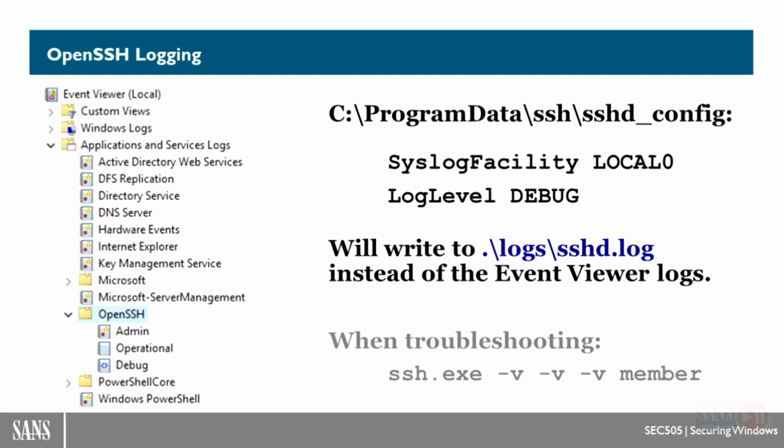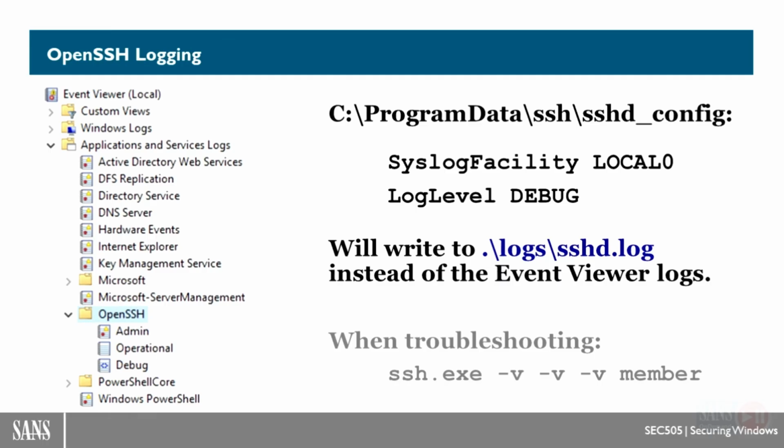We want to keep track of everyone who's logging on to the machine. So the SSH service writes to the Windows event log by default. And you can see on the left-hand side in the slide where that Windows event log is. It's a special log just for OpenSSH.